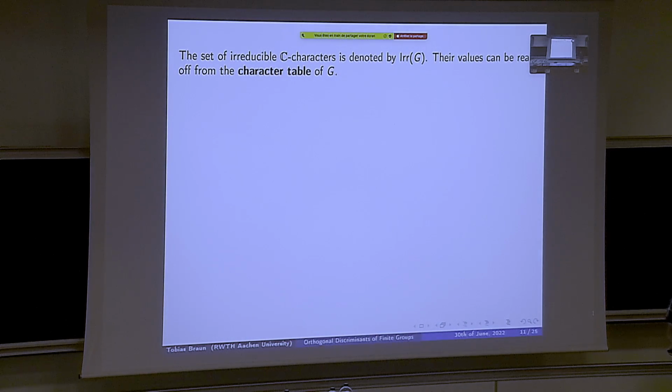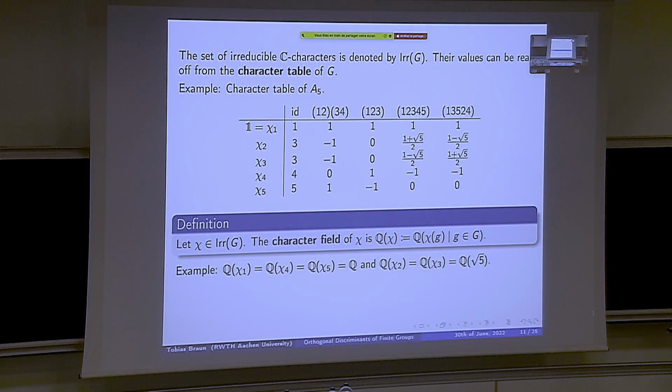And the case we are particularly interested in is the case of the complex characters. And this is usually denoted by Irr(G) in the literature. And the values can be read off of the so-called character table, which you might have seen for some groups. In case you have not seen one, here's the one for the group A5. So you have 5 irreducible characters, and you have 5 conjugacy classes. Remember, characters are class functions, so they are constant on conjugacy classes of the group. So this basically tells you the whole representation theory of the group A5.